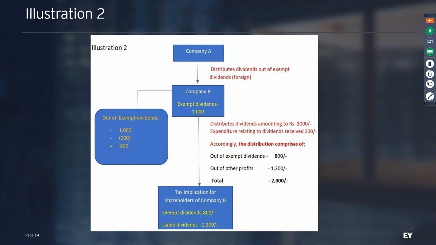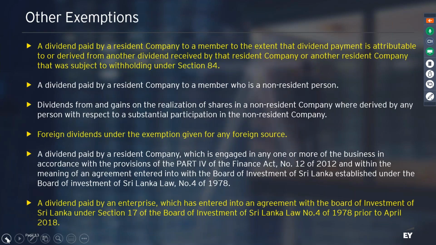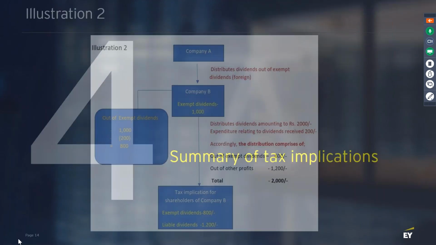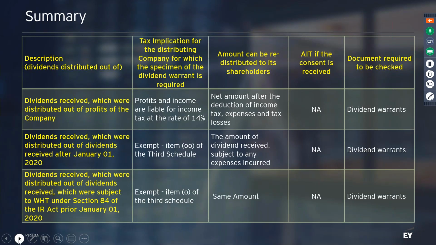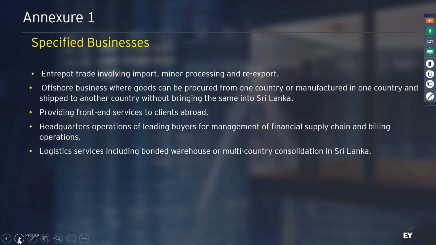So we'll quickly move on to the other two exemptions in the list. The next exemption is given to certain business undertakings which are in accordance with certain provisions of the Finance Act in Sri Lanka, as well as the businesses which have entered into an agreement with the BOI. So these are the list of businesses qualifying for these exemptions. When such companies declare dividends, then that dividend is exempt in the hands of recipients, right?